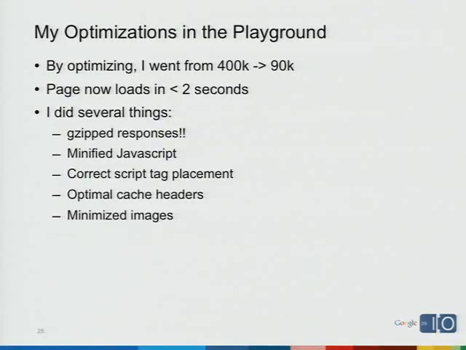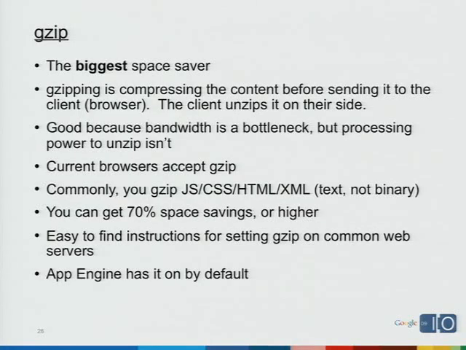Optimizing the playground was a really fun thing for me because I got a lot of gain out of it with fairly little work. It only took me maybe a day or two to do a bunch of these things, and I went from a 400K app down to a 90K app, and the page now loads with a primed cache in just under 2 seconds. There are several things that I did. These are just the really simple, easy ways that you can increase performance: gzipping responses, minifying JavaScript, correct script tag placement, optimal cache headers, and minimizing images. I'm going to go through these, explain a little bit about them, and show some demos.